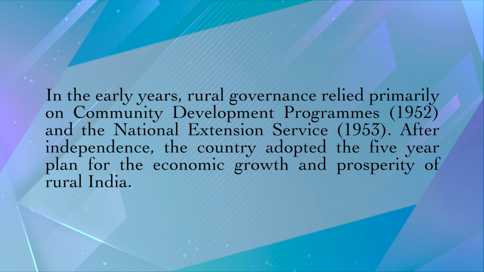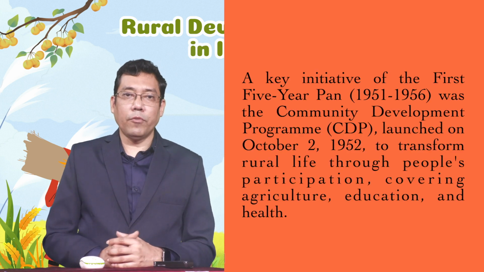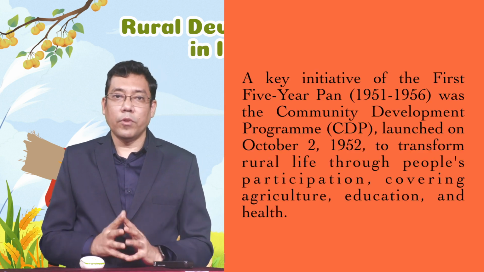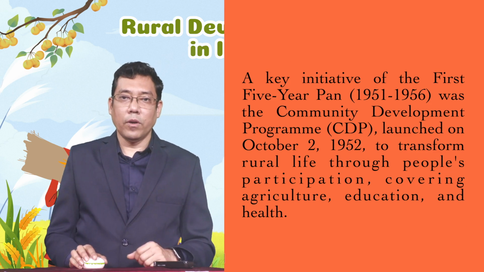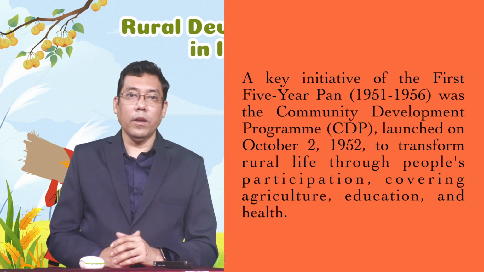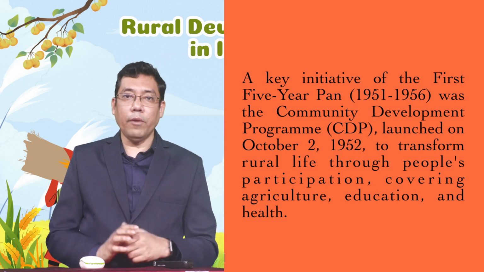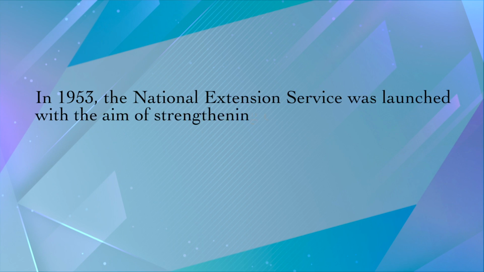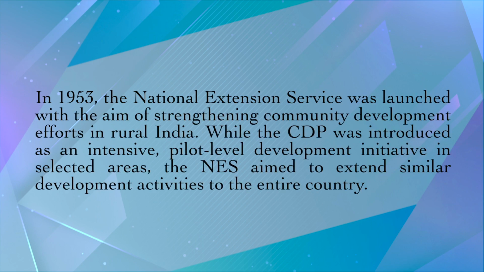After independence, the country adopted the 5-year plan for the economic growth and prosperity of rural India. A key initiative of the first 5-year plan from 1951 to 1956 was the Community Development Program, or CDP, launched on October 2, 1952, to transform rural life through people's participation, covering agriculture, education, and health. In 1953, the National Extension Service was launched with the aim of strengthening community development efforts in rural India, while the Community Development Program was introduced as an intensive pilot-level development initiative in selected areas.